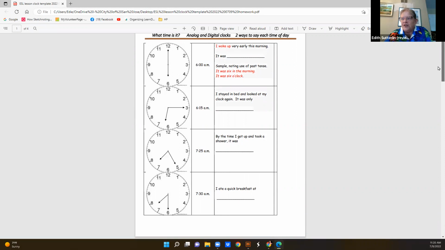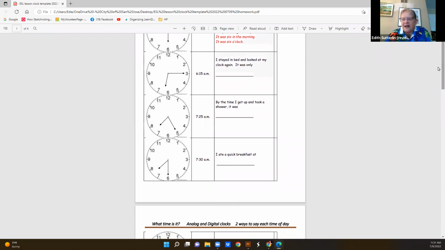I woke up very early this morning. It was 6 o'clock. Noting the use of the past tense, it was 6 in the morning, or it was 6 o'clock. You can also say it was 6 a.m. The digital clock is going to show you 6:00. Your analog clock will show the short hand to 6 and the large hand to 12, or we sometimes call them the little hand and the big hand.